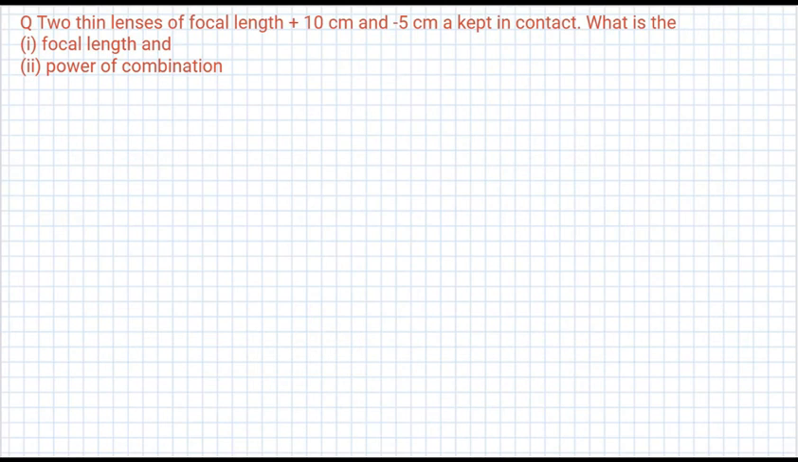Now your next problem is quite similar to your previous problem. In this case also, see, this is a plus 10 centimeter. That means what kind of lens will it be? Sorry, this will be a convex. Plus 10 centimeter means convex. Minus 5 centimeter means it will be a concave lens. So you can find out the focal length. To find out the focal length, you'll use which formula? 1 upon f equals 1 by f1 plus 1 upon f2. So you'll use this formula to calculate the focal length.